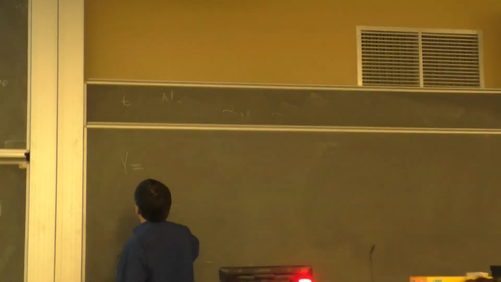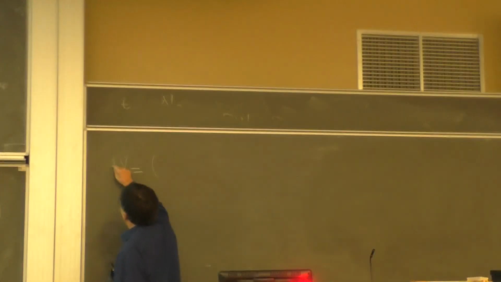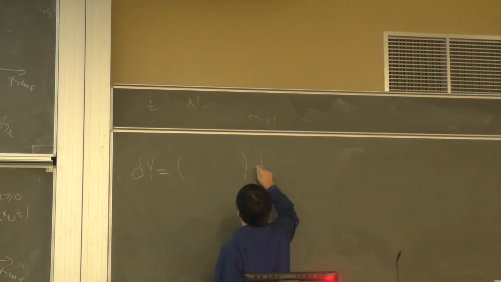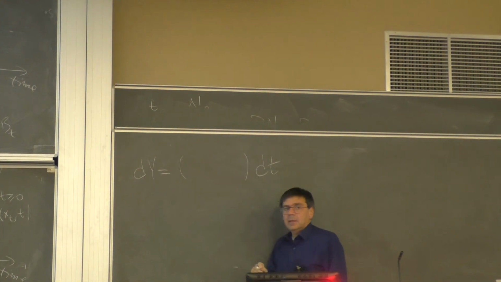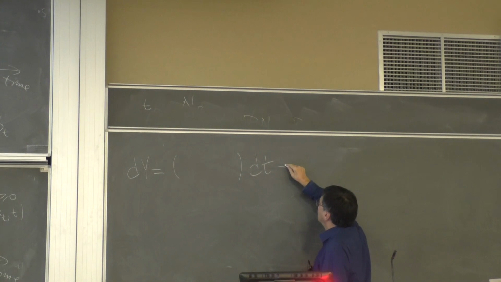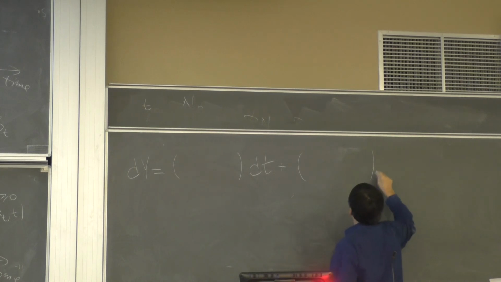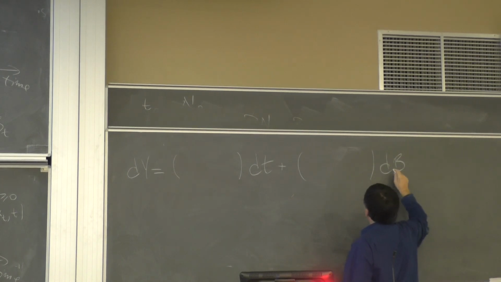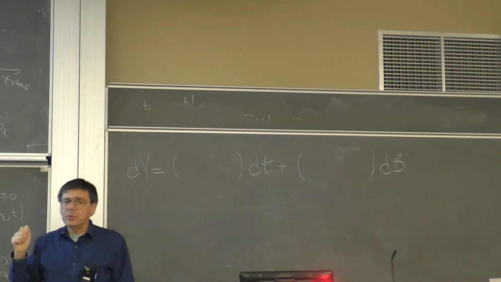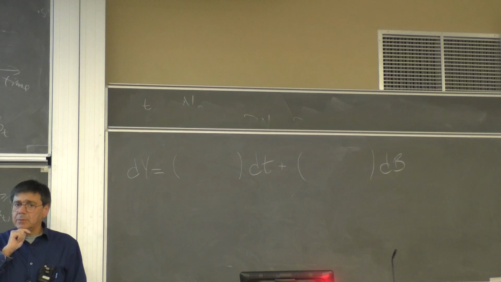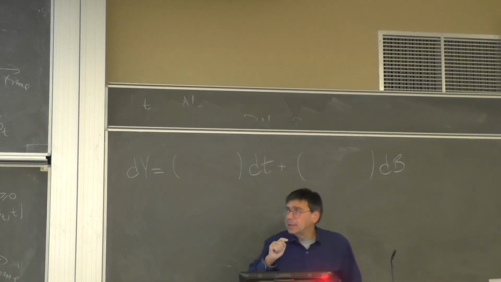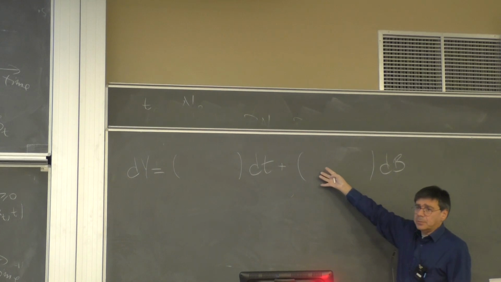To say that Y is an Ito process means that the change in Y, dY, has two components. One of them is proportional to dt, to the infinitesimal period of time over which we're computing dY, plus another component which is proportional to what we call dB, the change in the position of a particle following Brownian motion over this infinitesimal period of time. So to say that Y is an Ito process means that the change in Y has this form.